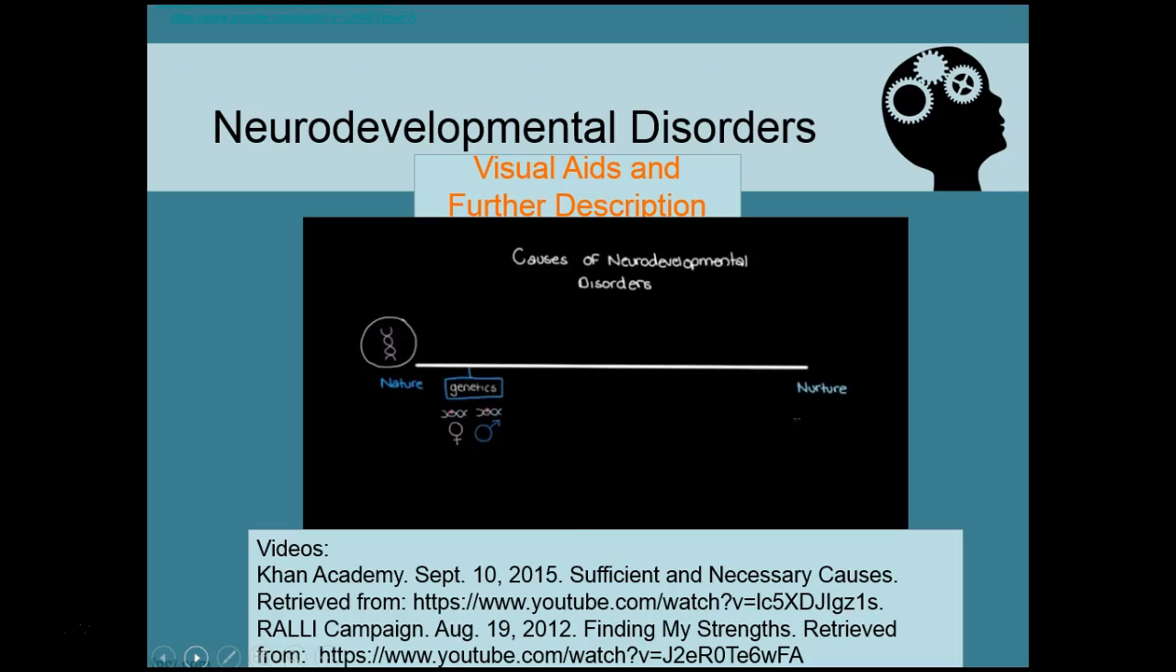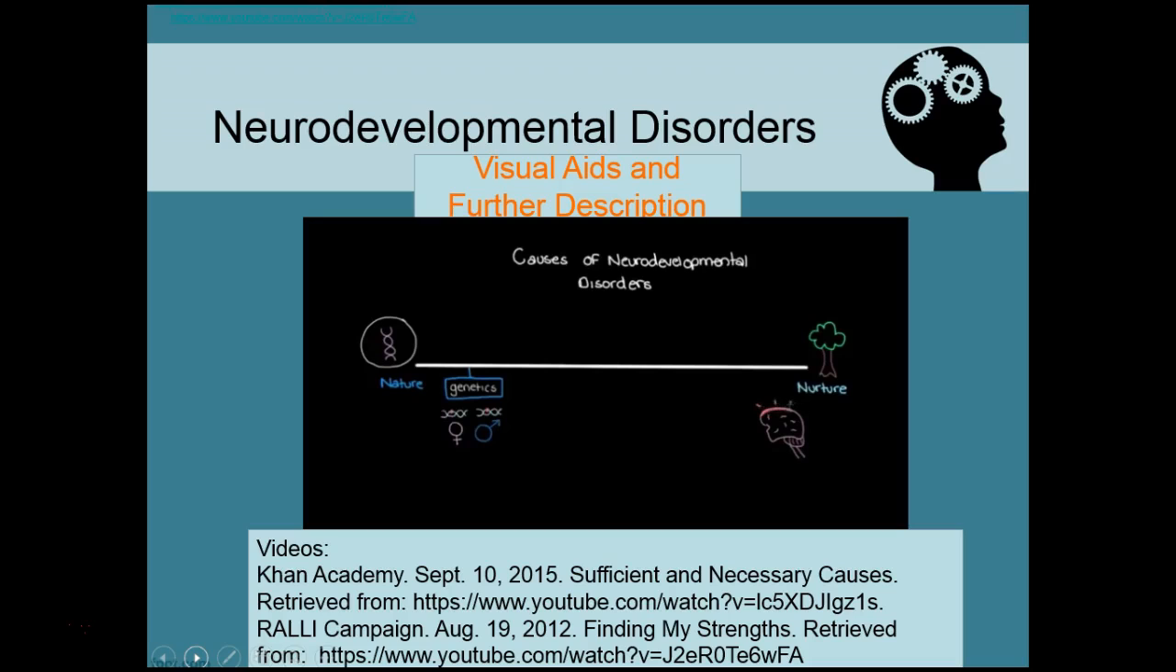So on the other end of our spectrum here, when we say nurture, what we're talking about is our environment, all of our personal experiences that happen after we're born. So, for example, I recently had an infection called meningitis, which is when our meninges, these protective membranes that cover our brain and our spinal cord, become infected.